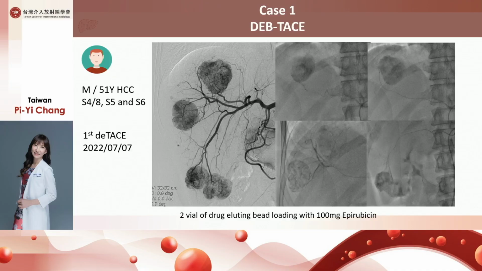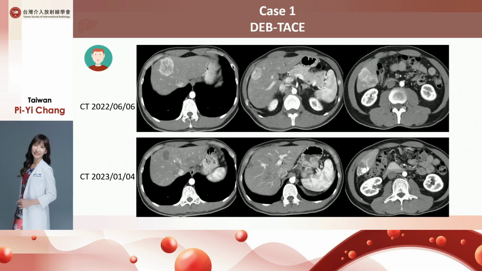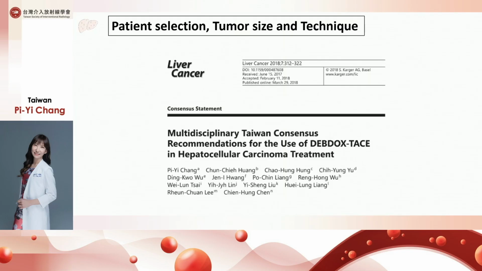So, DEB-TACE case 1: a 51-year-old male with multiple HCC located in both lobes of the liver. You can see the hypervascular tumor under angiography, and then we did the first DEB-TACE. We used 2 vials of drug-eluting beads. Then for the second DEB-TACE, you can see marked necrosis of the tumor already, but still some faint tumor stain. Then after several times of DEB-TACE, including using Lipiodol, you can see the upper part is the hypervascular tumor before treatment, but in the lower part you can see the necrosis of the tumor. And when we added Lipiodol, you can see the Lipiodol retention. This is a good case for DEB-TACE treatment.